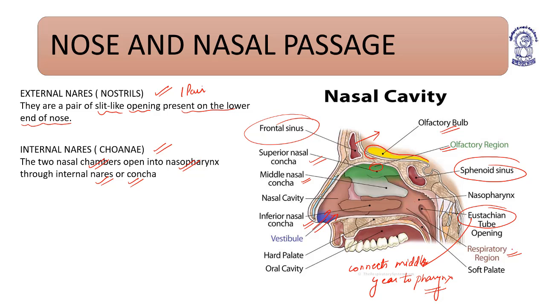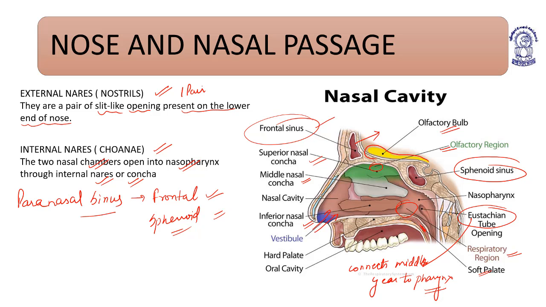This is the respiratory region, and this is the soft palate. The frontal sinus and sphenoid sinus are all paranasal sinuses.